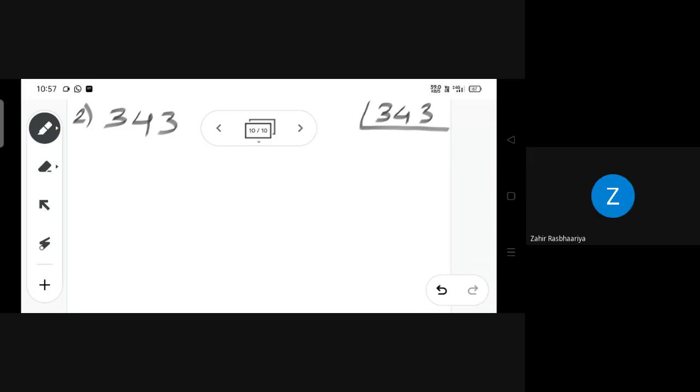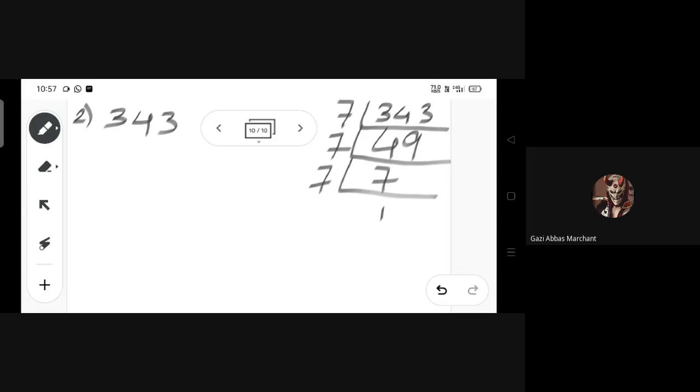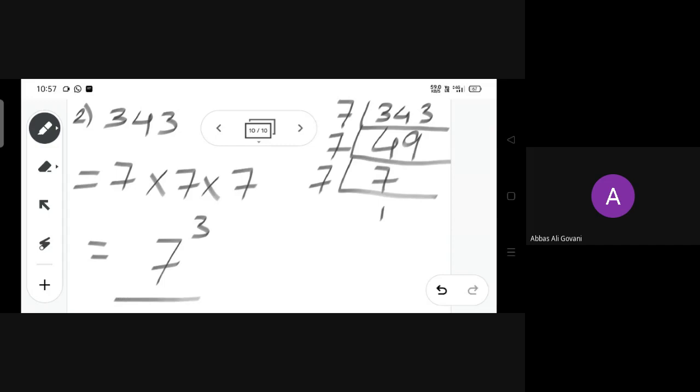7 into 7 into 7. If we divide this number by 7, we get 49. Again, if we divide that by 7, we get 7. And if we divide that 7, we get the last remainder 1. So it can be written as 7 multiplied by 7 multiplied by 7. In other words, you can write 7 to the power 3, 7 cube.